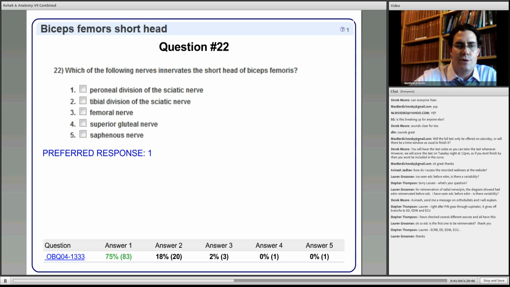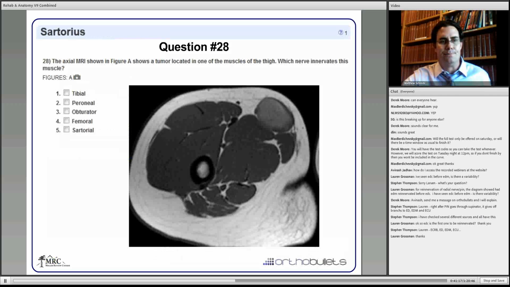Looks like a majority, three-quarters of people, were able to answer that, with the other people getting mixed up between the peroneal and tibial divisions. So remember, PS, peroneal division, innervates your short head. LT is the long head, innervated by the tibial portion.